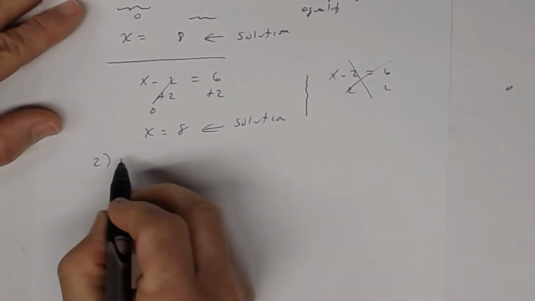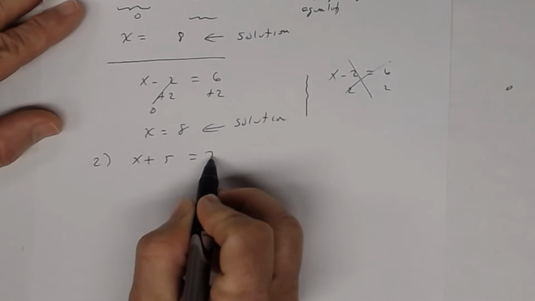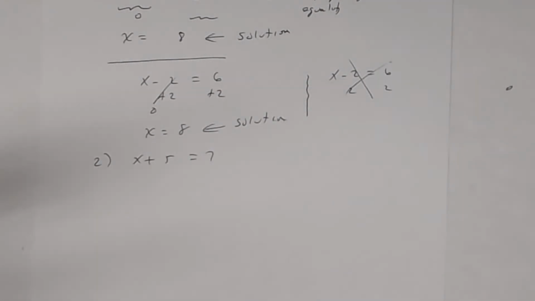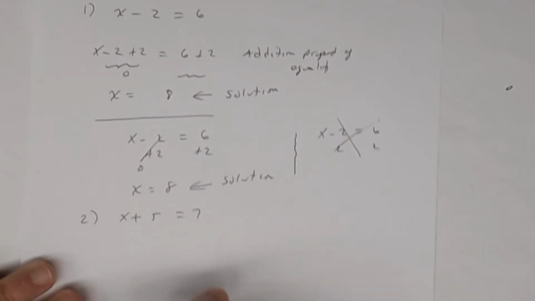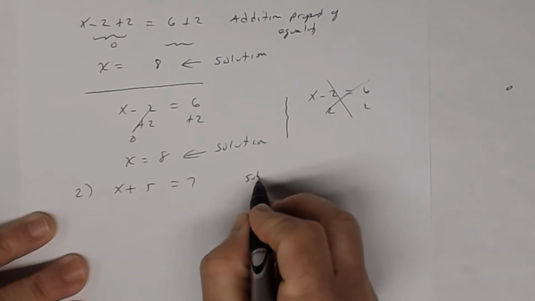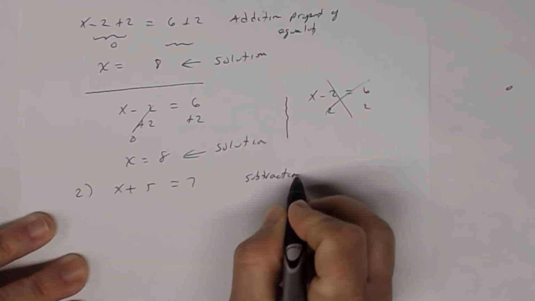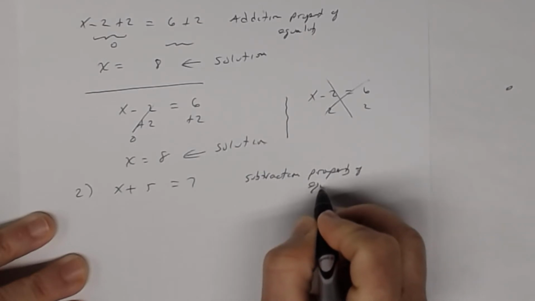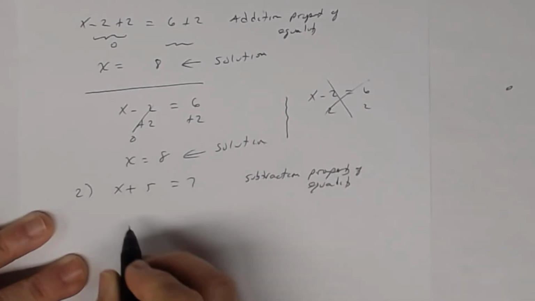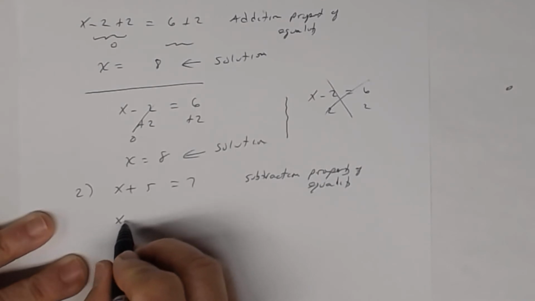So number 2, we have x plus 5 equals 7. Okay, so same idea. I'm adding 5. You got to think the opposite. What's the opposite of adding 5? Subtracting 5. So now I'm going to use the subtraction property of equality. So let me go ahead and rewrite this over.